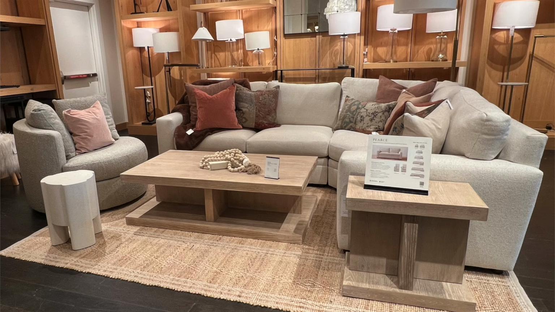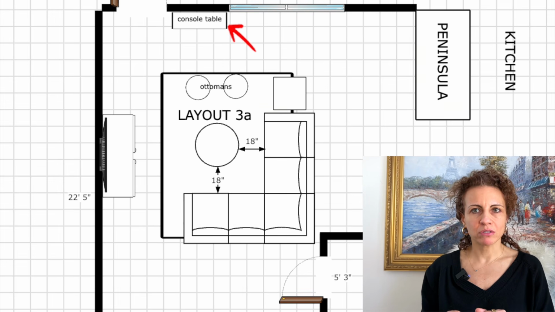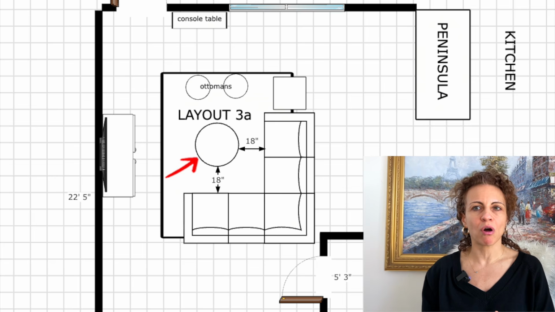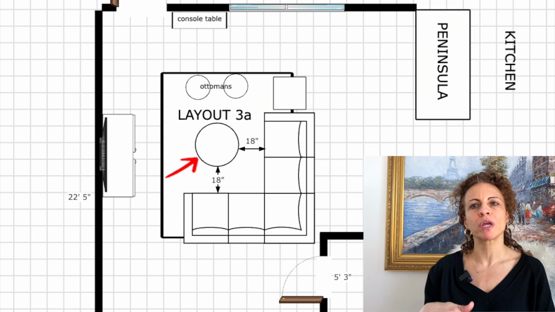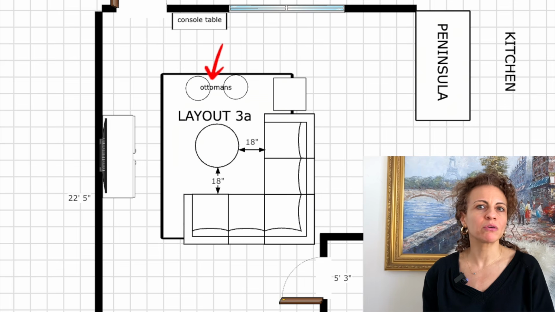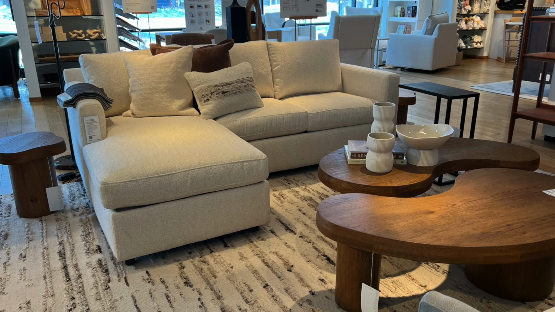The third layout we'll look at is a Chaise versus Sectional. Layout 3A has a modular sectional sofa, and we have the console table at the front door to create the drop zone. There's a round coffee table which helps to create flow in this space. There's also 2 ottomans that give you extra seating or for a place to sit down and put your shoes on. Instead of a bulky modular sectional, you could also use a Chaise sectional.